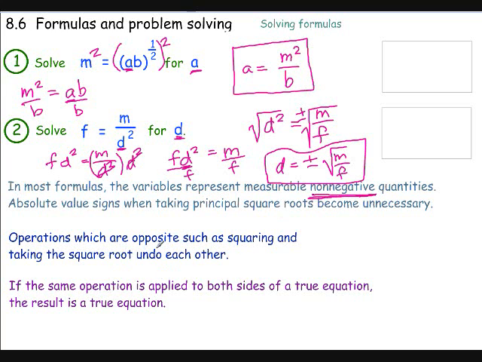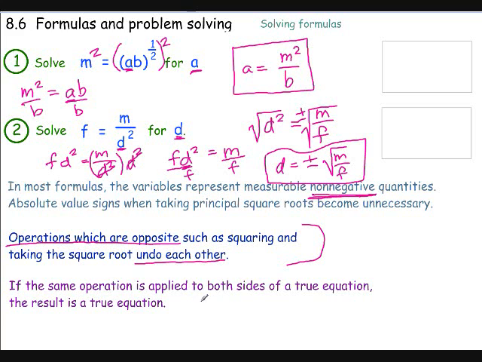This is such an important point. Please pay attention to this one. Operations which are opposite undo each other. Okay, let's just focus on that, because this is universally true. Operations which are opposite undo each other. And we can use all kinds of examples. If you're multiplying, then if you divide, you undo it. If you're adding, then you can subtract to undo it.